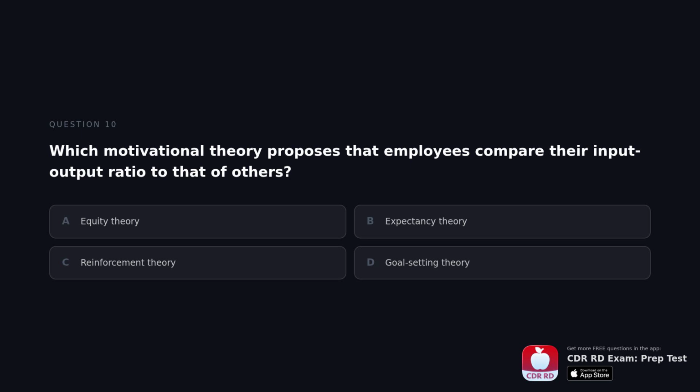Which motivational theory proposes that employees compare their input-output ratio to that of others? A. Equity theory. B. Expectancy theory. C. Reinforcement theory. D. Goal-setting theory.